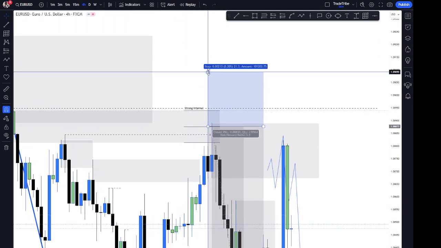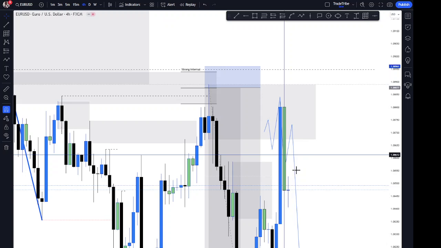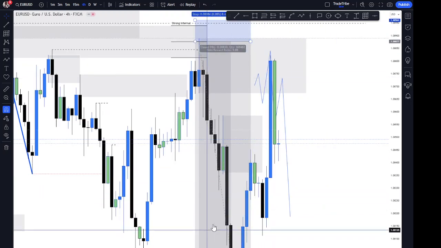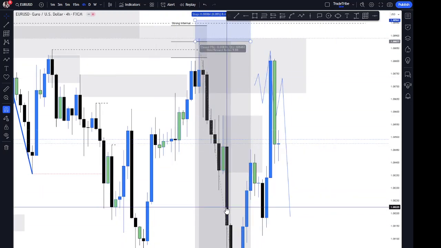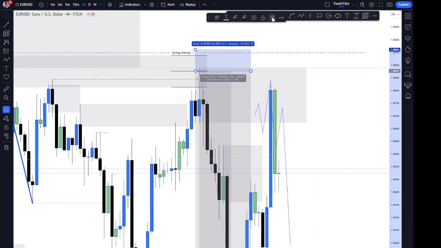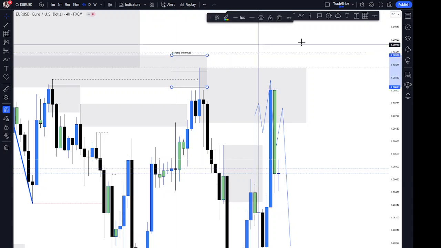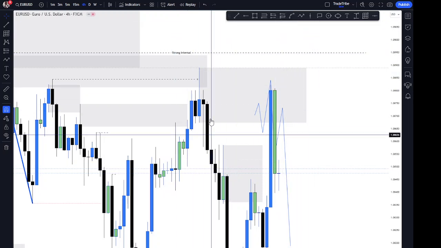Stop loss just above that strong internal, and boom, that was it. That's a 9-hour trade with 83 pips target profit and 8 pips stop loss. So that's it. Yeah, so what next from there?